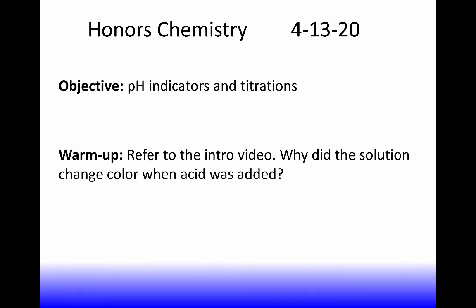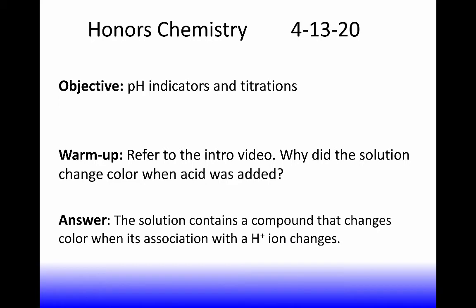Okay, so you saw from the intro video that I had a bluish purple solution and I added a little bit of acid and it changed pink. The question is, why? Well, the solution contains basically a pH indicator, which is a colored compound that changes color when it's either associated with a hydrogen ion or disassociated with a hydrogen ion.